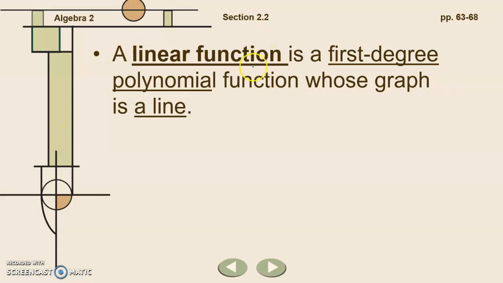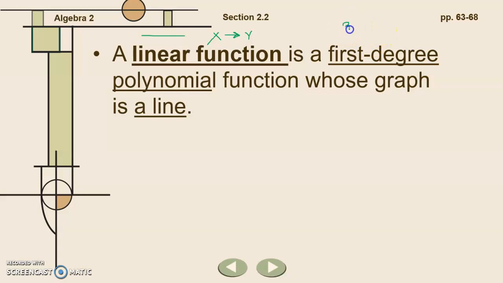A function, if you remember, is when you have an x value and you plug it into an equation, and after you plug and chug, you get a y value. That's a function. Linear just makes a straight line. So when we plug in these x values, we're going to get y values, and when we graph them, we'll get a straight line. A first-degree polynomial means that it has a bunch of terms, hopefully you remember what a term is, and that the highest exponent in any of those terms is a 1.